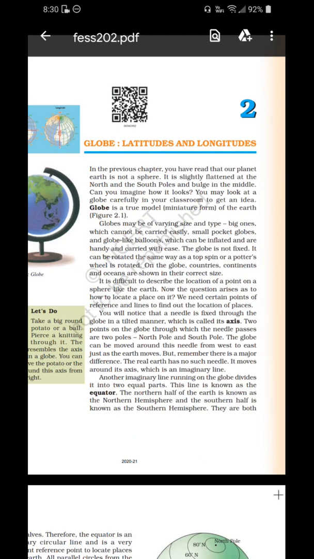But remember, there is a major difference. The real Earth has no such needle. It moves around its axis, which is an imaginary line.